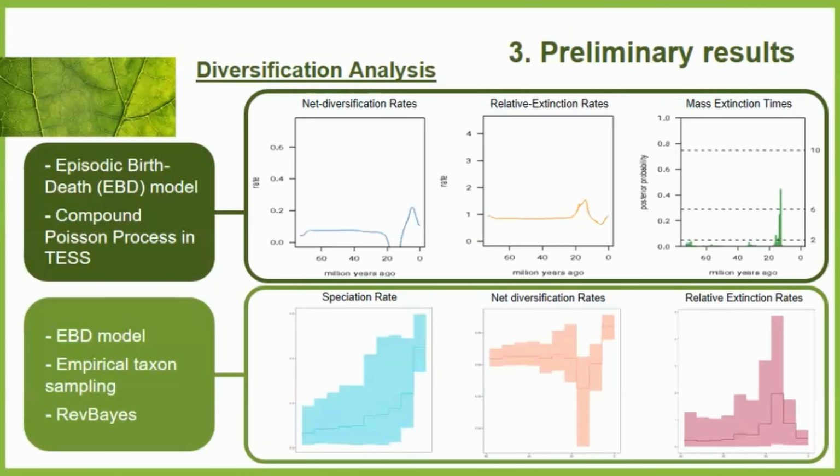Then the blue, that is the confidence interval, and the line is like the middle value. And finally, you have the extinction, and in the same point, both of the analyses agree. At the same time, you have a real peak in extinction rates.